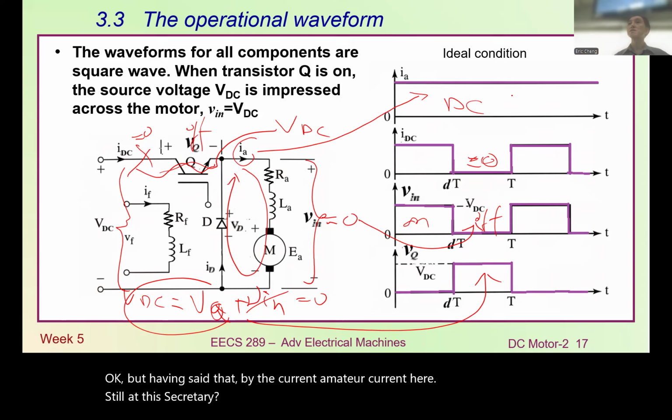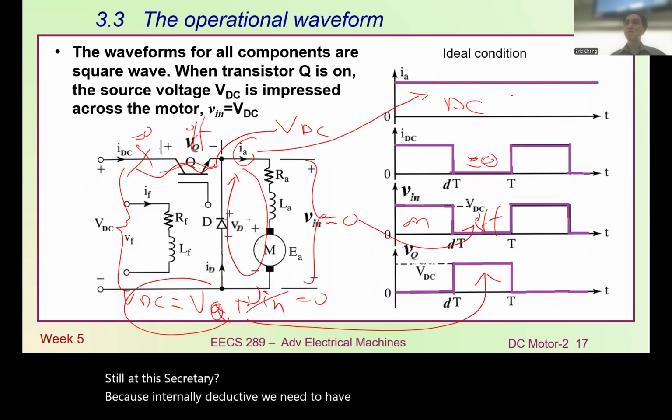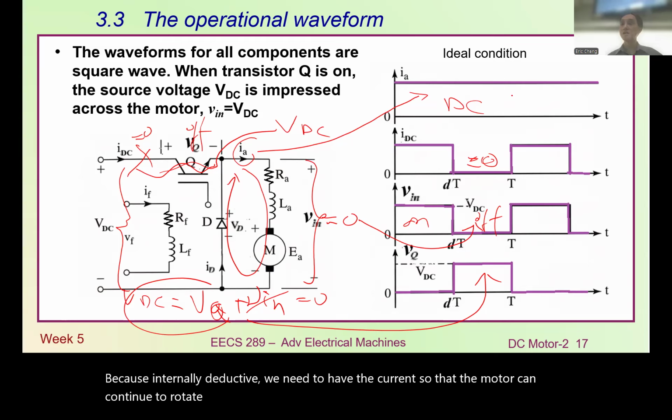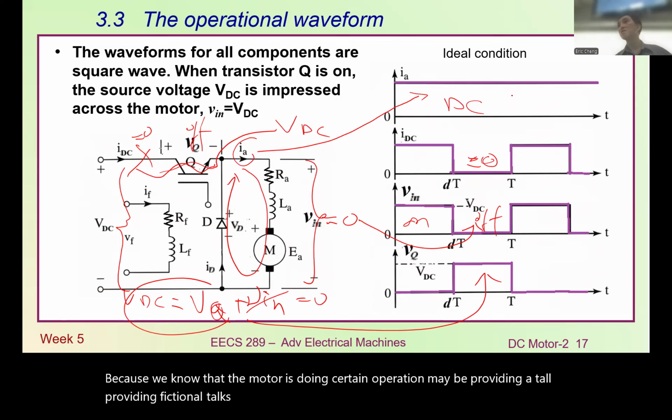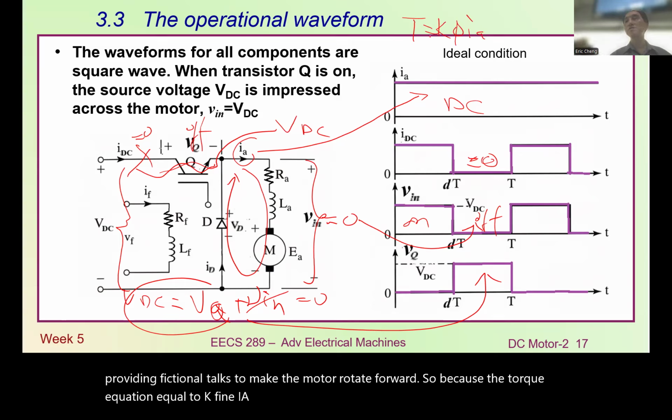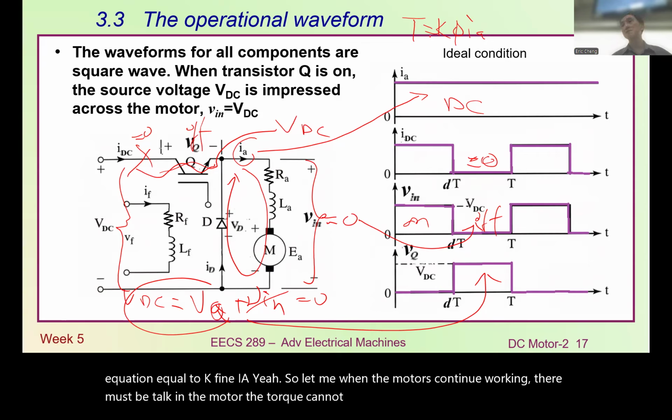Because it is inductive internally, we need to have the current so that the motor can continue to rotate forward. We know that the motor is doing a certain operation, maybe providing a torque, a frictional torque, to make the motor rotate forward. Because the torque equation equals K phi IA, when the motor continues working there must be torque in the motor. The torque cannot disappear, so the current must still be there.